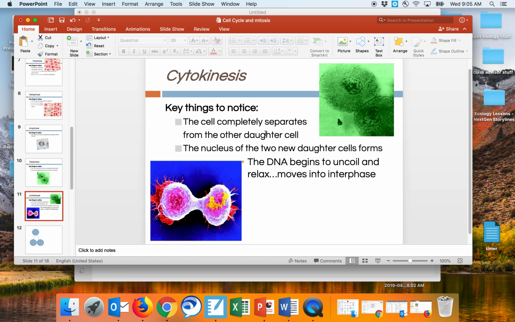In cytokinesis, the cell completely separates. So you see the cell membrane develop in between here. The nucleus of the two daughter cells forms. Right? Remember that our two cells at the end are called daughter cells. And the DNA starts to relax and unwind, and it moves back into interphase again. So again, in that center nucleus, you would start to not see the DNA so much because it unwraps. It's not so tight anymore.